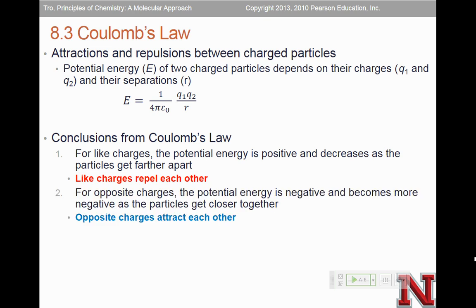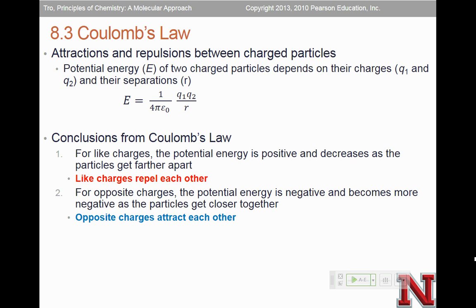Coulomb's law also shows that opposite charges attract each other because the potential energy is negative and becomes more negative as they get closer. So as our potential energy becomes more negative, that means we have more stability, less of that unstable potential energy. So that's what our Coulomb's law shows us. And again, I don't think I have any examples where you're actually using this calculation. I just want you to understand that the potential energy is dependent on the two charges and how they interact with each other and how far apart from each other they are. That's the two most important things from this equation.